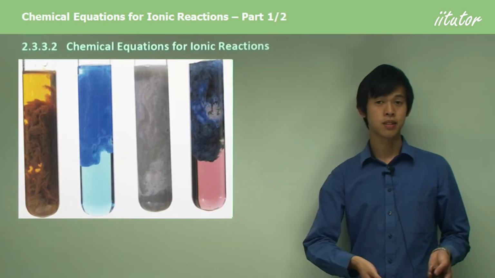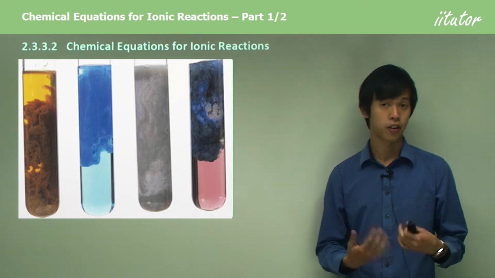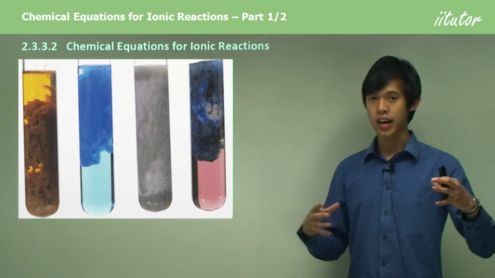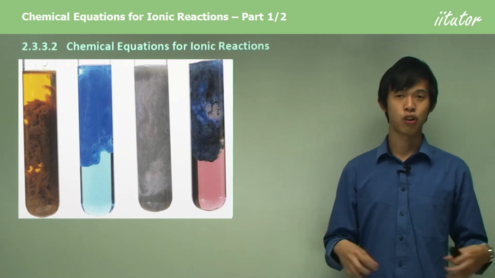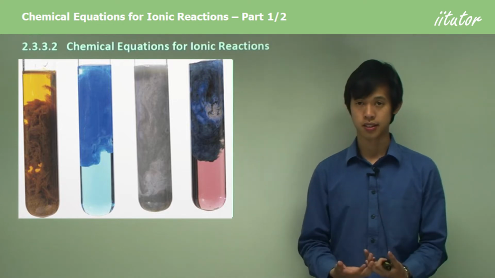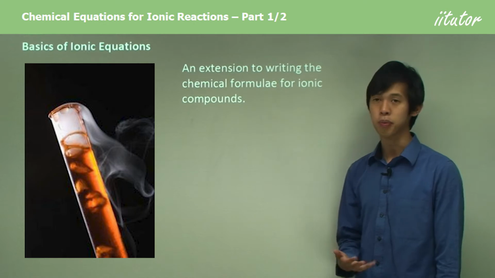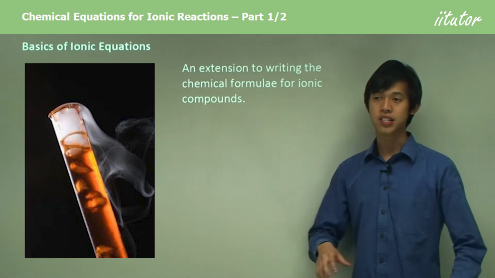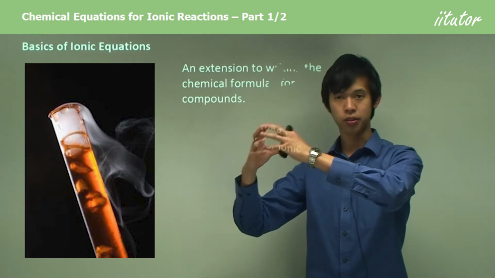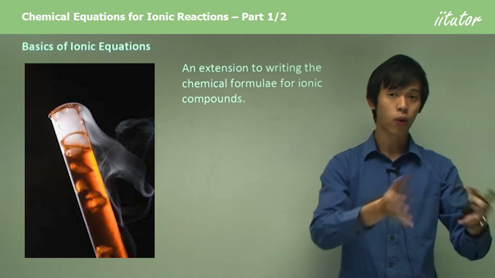So in the previous lesson, we looked at how to write a chemical formula for a particular ionic substance. And in today's lesson, we're going to extend that knowledge and learn how to write a chemical equation to represent an entire ionic reaction rather than just an ionic substance. Ionic equations are just an extension to writing the chemical formulae for ionic compounds. So this is just expanding the knowledge where we wrote the chemical formula for a particular compound, but we didn't know anything about where it came from.